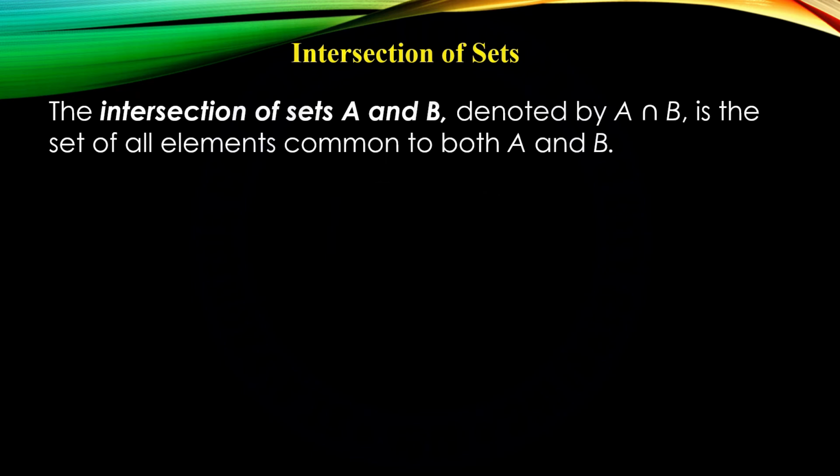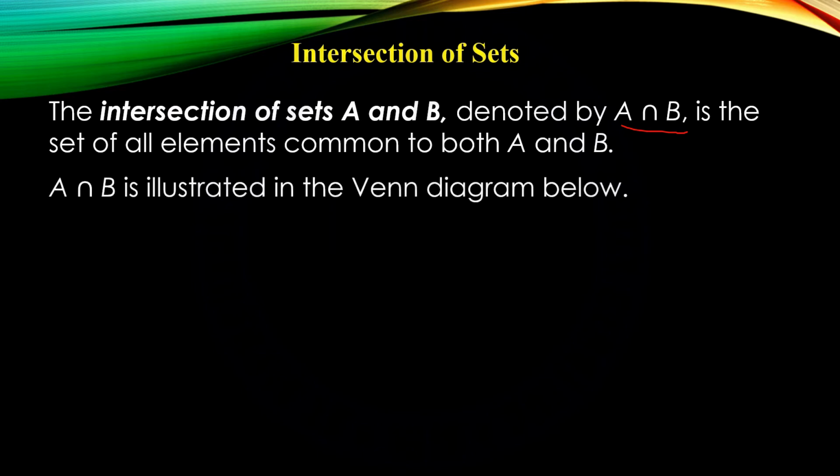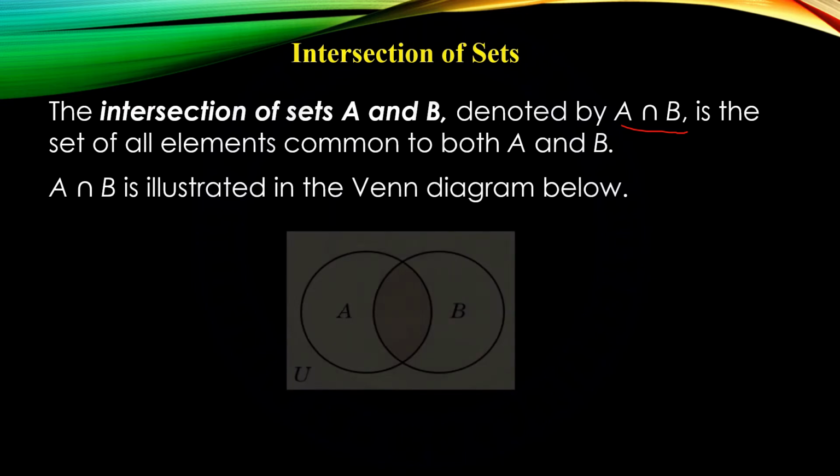So this time, we will be talking about the intersection of sets. The intersection of sets A and B is denoted by this symbol, and it is read as A intersection B, which means the set of all elements common to both A and B. A intersection B is illustrated in the Venn diagram below.